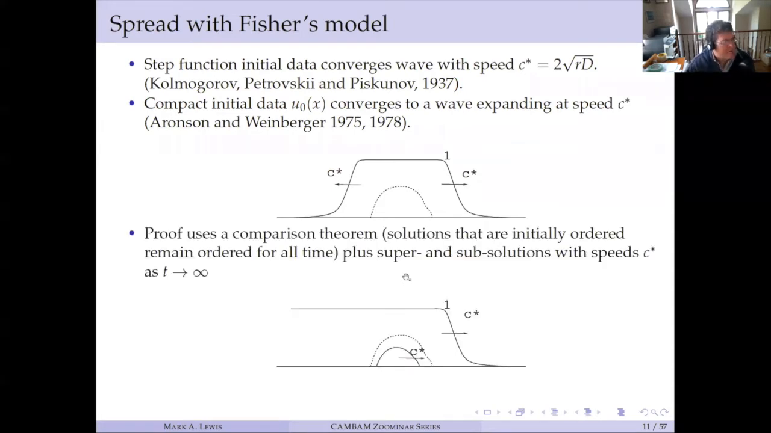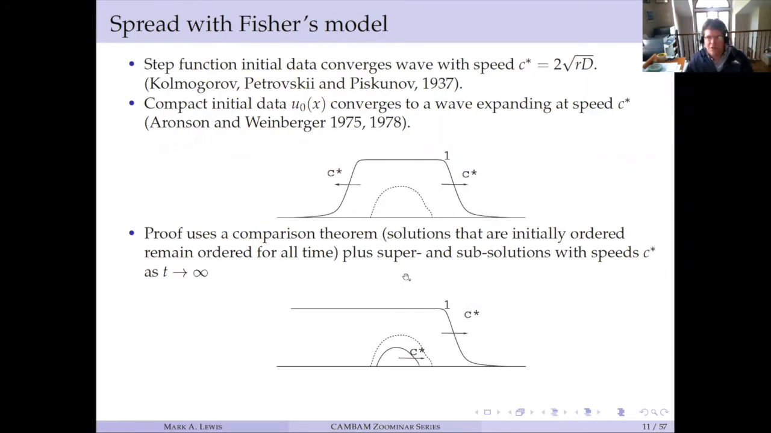And the idea behind their proof to show this was to create these sub and super solutions, one that lay below the initial distribution and one that lay above. And both of these solutions end up moving at the speed c star. And then they invoke an ordering principle that comes from the comparison theorem that says that the true solution has to remain sandwiched between the upper and lower solution.